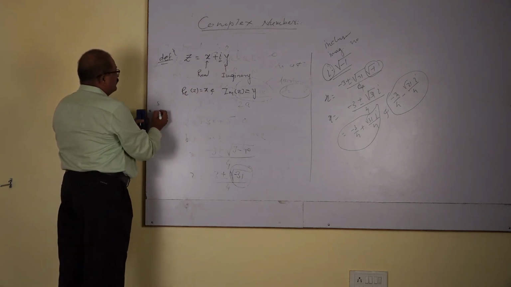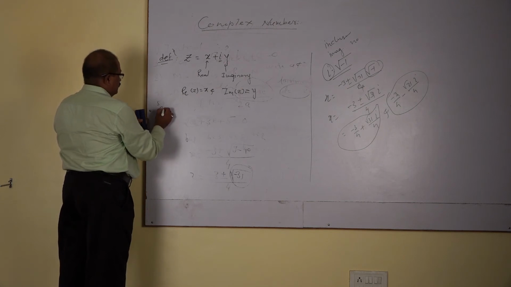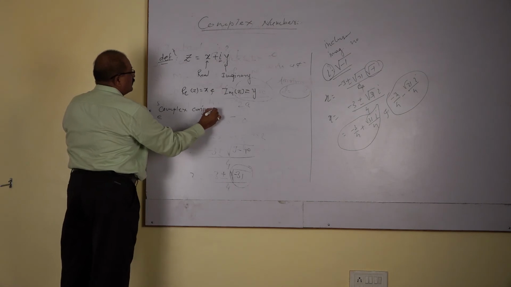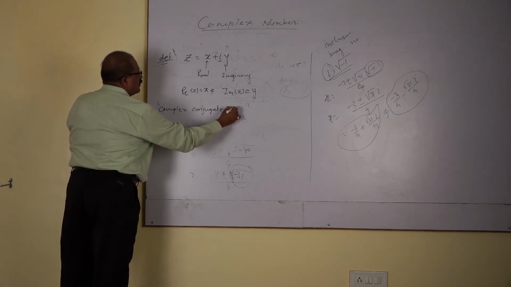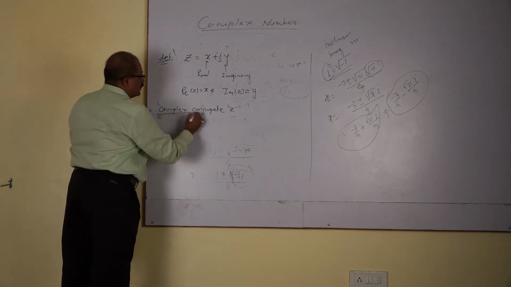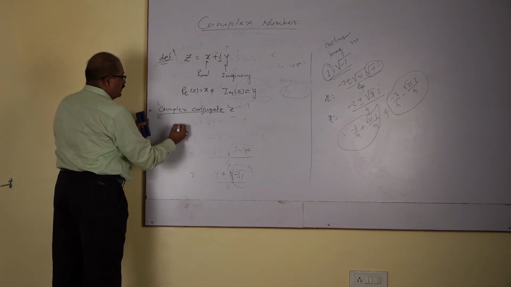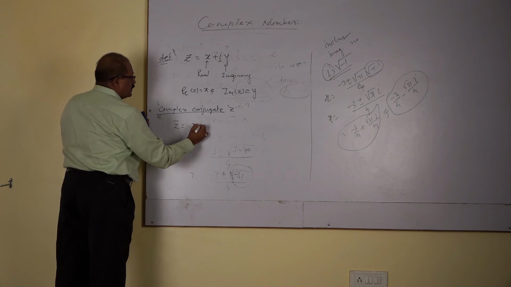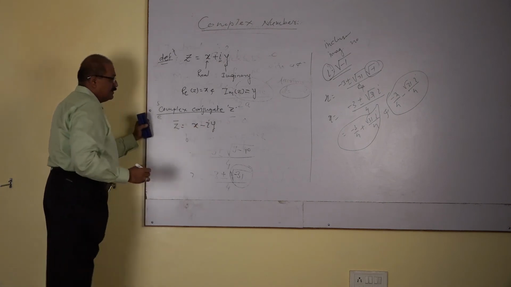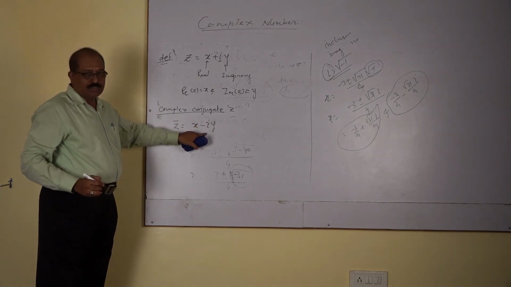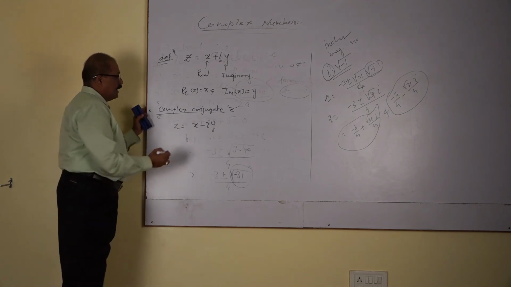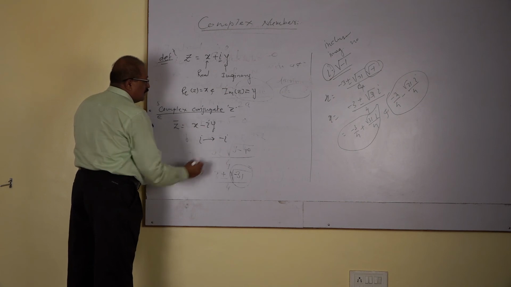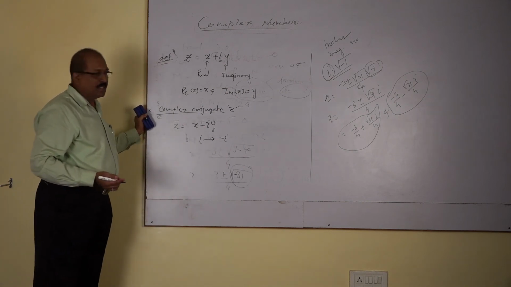Now, what is the complex conjugate? The complex conjugate of a complex number z, denoted by z bar, is equal to x minus iy. This is known as the complex conjugate of the complex number, where i is replaced by minus i, or minus i is replaced by i.